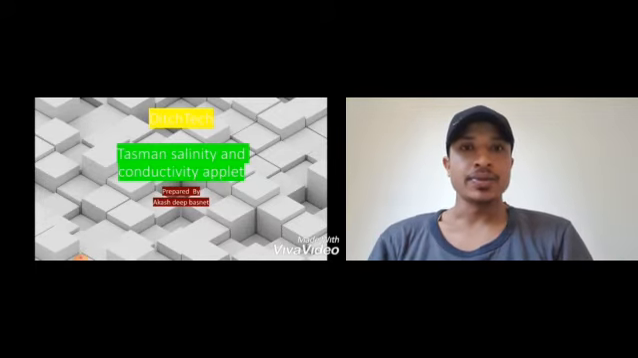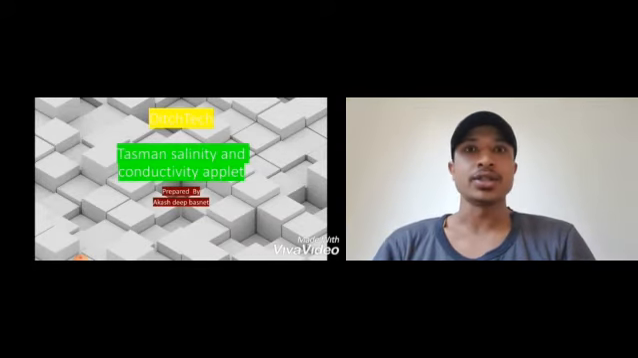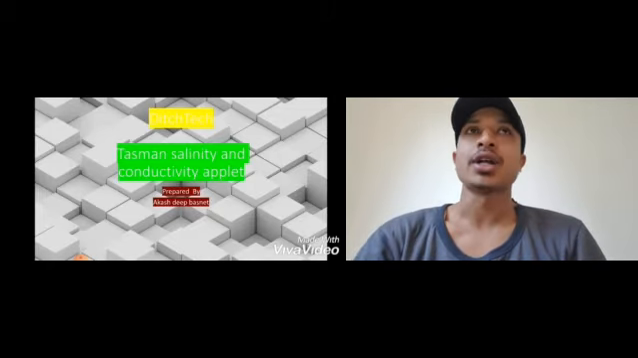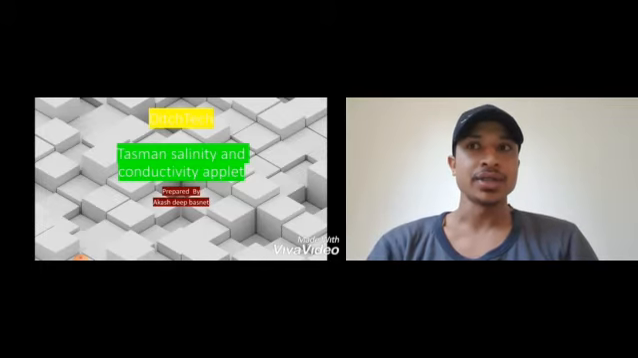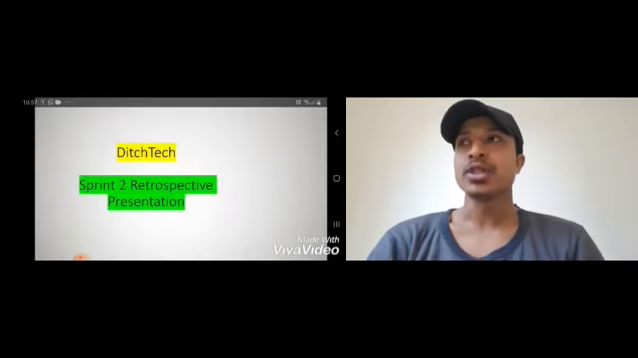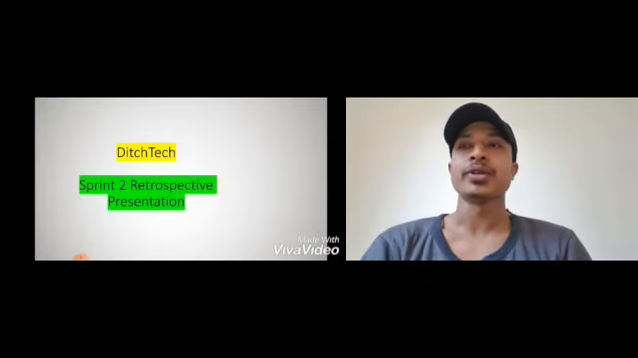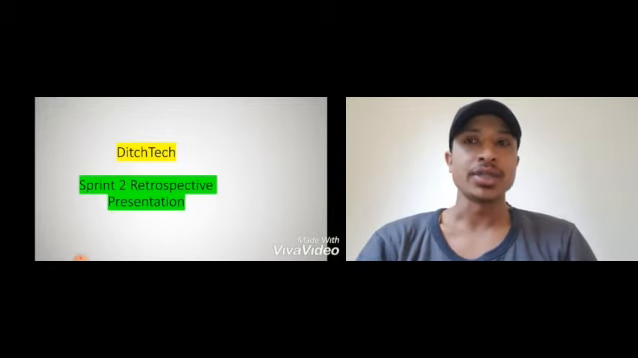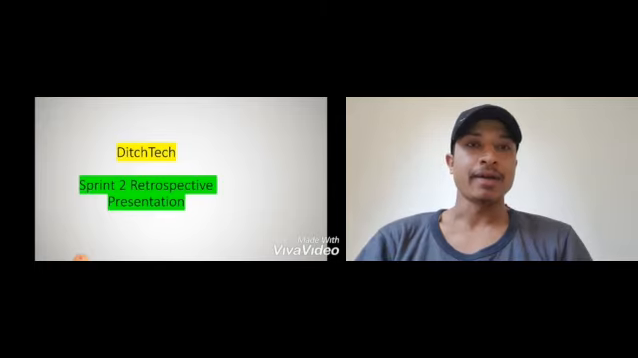This Sprint 2 is about the Tasman Salinity and conductivity applet, where the project deals with showing charts about the conductivity, depth, temperature, and salinity of the Tasman Salinity. Our project is divided into three sprints. Sprint 1 was already completed by the 4th of September, and Sprint 2 started on the 4th of September and deals with showing the charts.